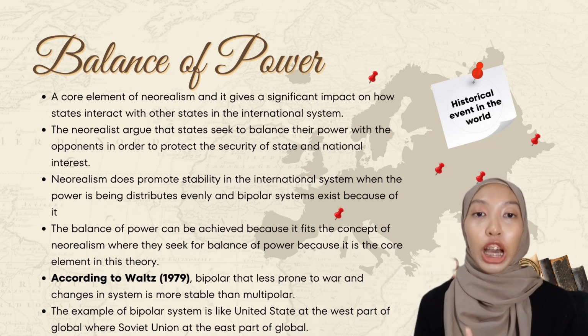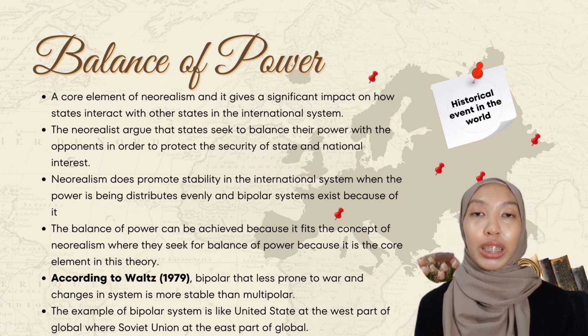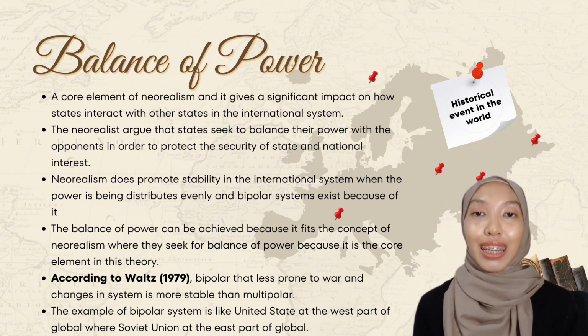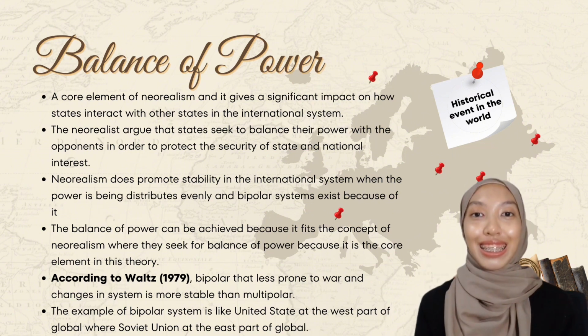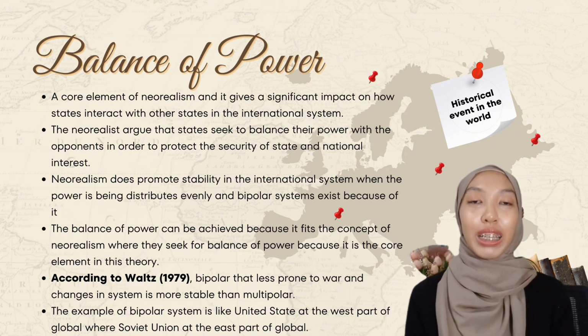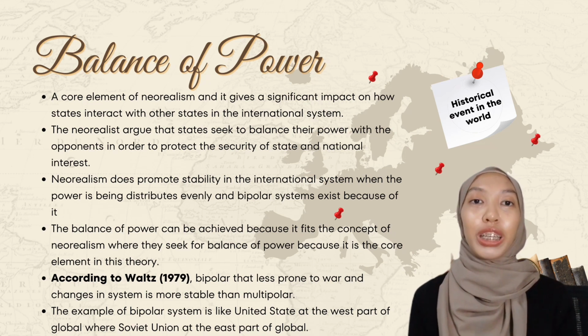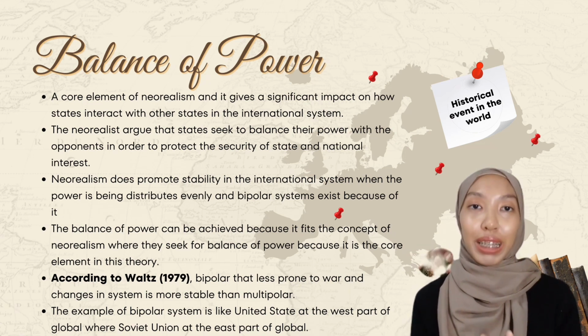There are two ways to balance power. The first is by increasing their own power, where a state needs to engage with arms, like the United States and Soviet Union having nuclear power. The other way is by making alliances with other states to maintain security, like the United States creating NATO, which consists of 12 states, and the Soviet Union creating the Warsaw Pact, which consists of 8 states. One of the key impacts of the balance of power in neorealism on international relations is stability.